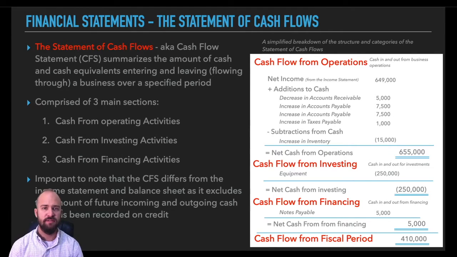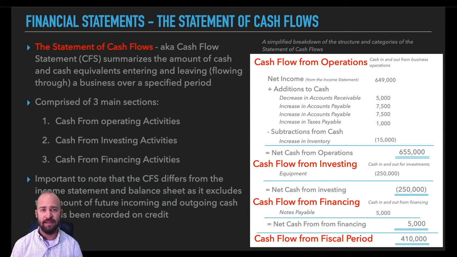So we're going to breeze over the statement of cash flows a little bit because we don't focus on this statement quite as much, although we will pull some figures from it later in some of our financial ratios and other analysis. But generally, the statement of cash flows is comprised of 3 main sections. You have cash from operating activities, investing activities, and financing activities.